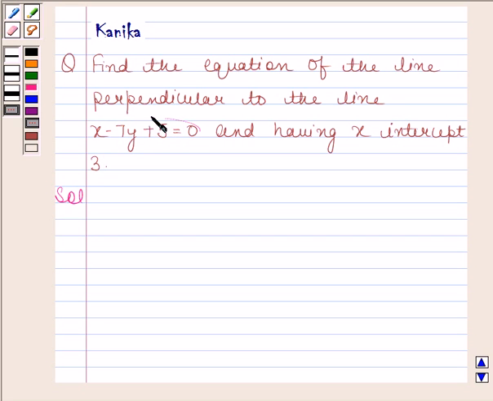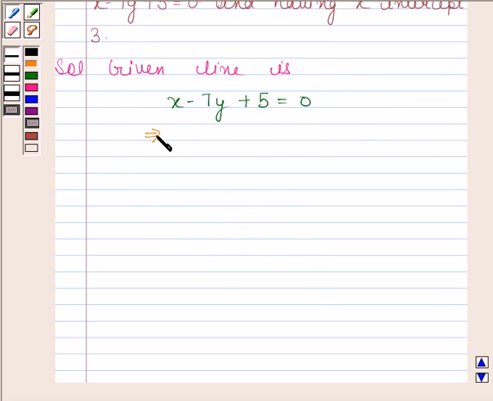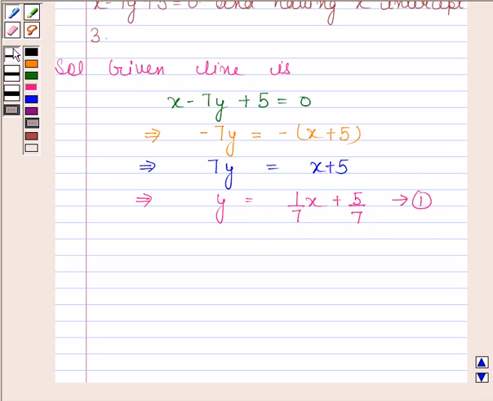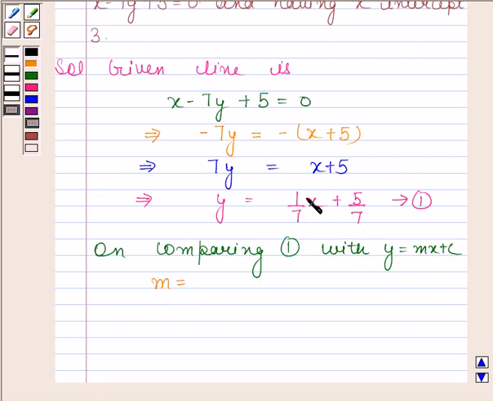So let's first find the slope of the given line. Now given line is x minus 7y plus 5 is equal to 0. This implies minus 7y is equal to minus x minus 5. This implies 7y is equal to x plus 5. This implies y is equal to 1 by 7 into x plus 5 by 7. Let's name this equation as equation number 1. On comparing 1 with y is equal to mx plus c, we find that slope, that is m, is equal to 1 by 7.